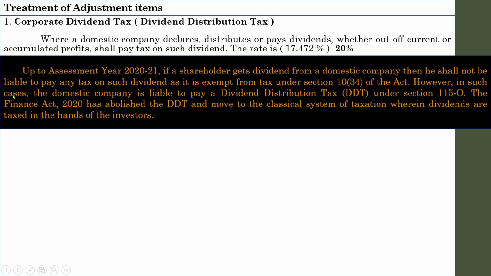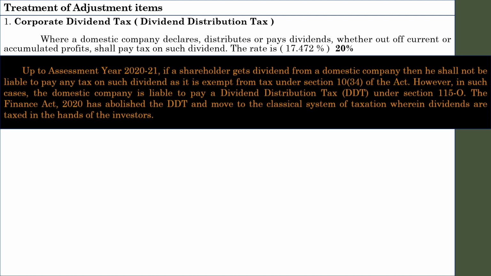However, in such cases, the domestic company is liable to pay the dividend distribution tax. We have discussed that area, and we even learned how to find the tax amount under section 115-O. The Finance Act of 2020, latest Act, has abolished the DDT and moved to the classical system of taxation, wherein dividends are taxed in the hands of investors. So now the present scenario is that the tax on dividend has to be dealt by the shareholders, because dividend is enjoyed by the shareholders.